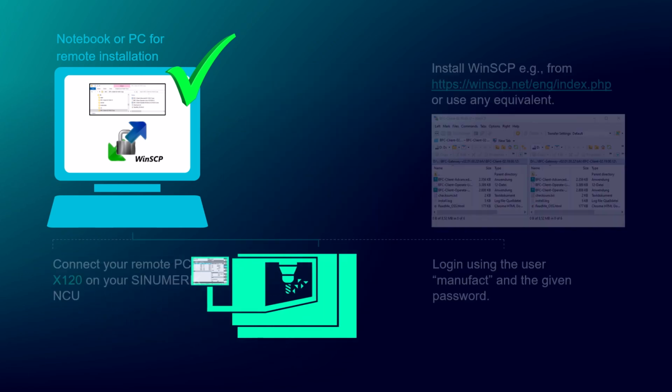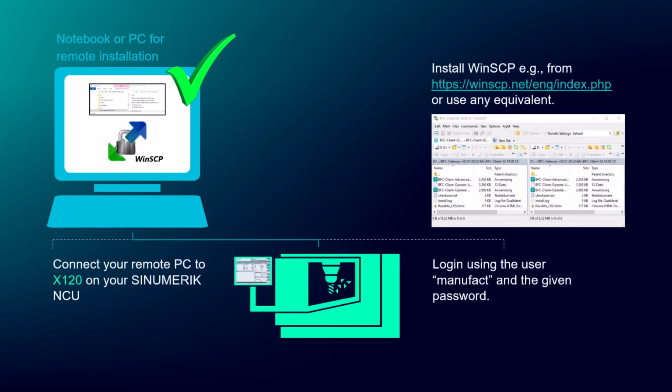But how do we get the software installed on the SINUMERIK controller? Here we need 3 things: an up-and-running network connection between our remote PC and the controller, a file manager like WinSCP, and the password for the user manufact. To install the BFC client, the remote PC must have a connection to the X120 interface of the SINUMERIK NCU.